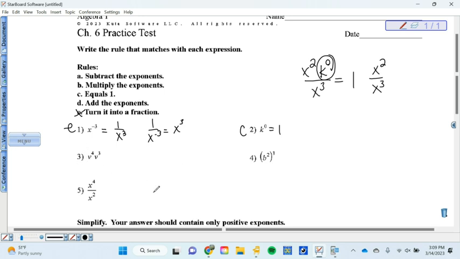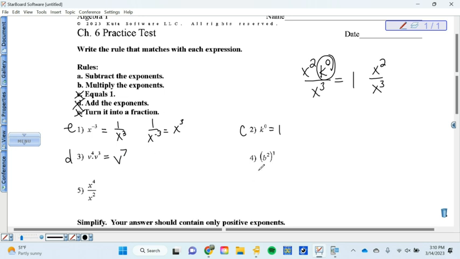What about for number 3? What rule is this? Yeah, D, add the exponents, right? Because even though I don't have an operator between these two terms, what is the operation in between them? So that's v to the 4th times v cubed. When I multiply with exponents, I add the exponent. So how does this simplify? What is this? V to the 4th times v cubed. V to the 7th. Good.